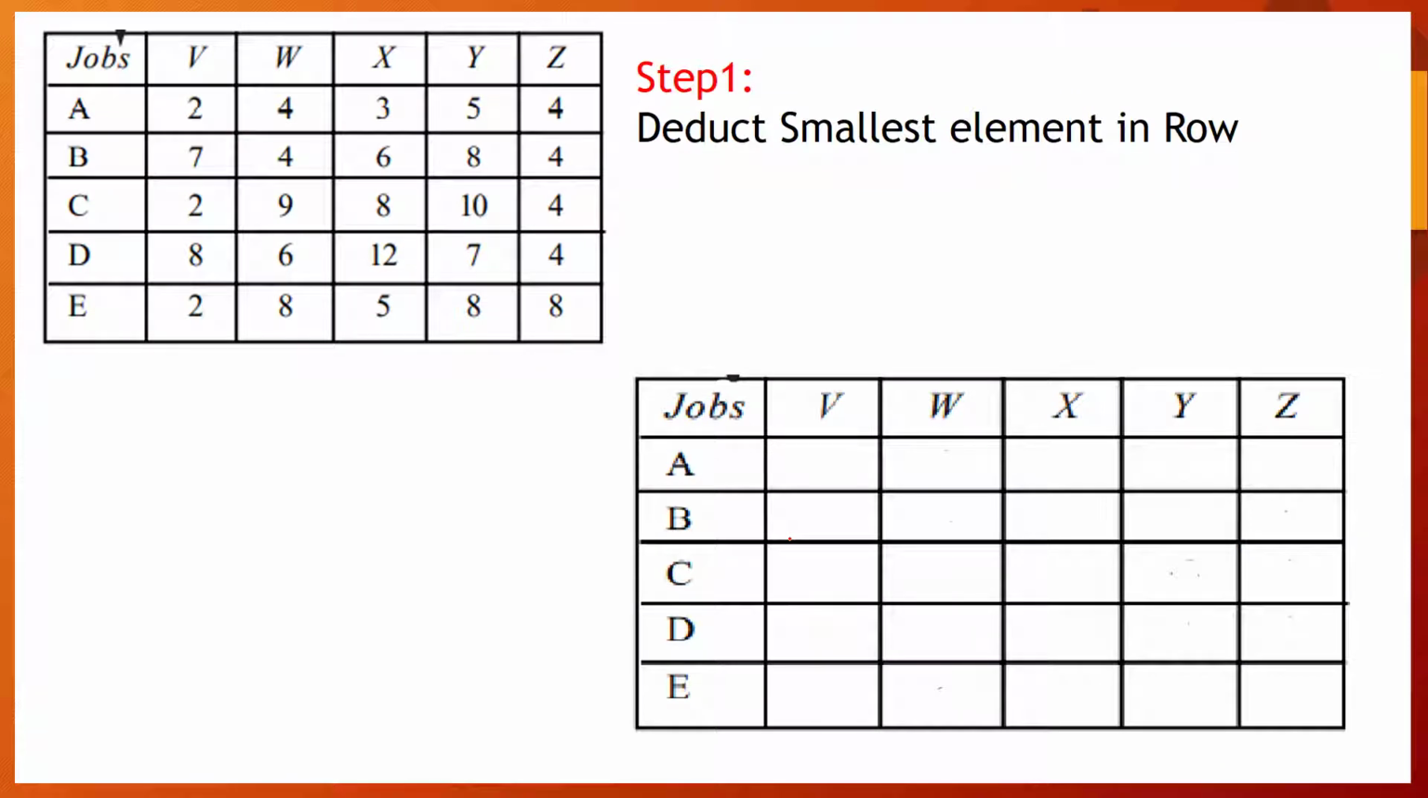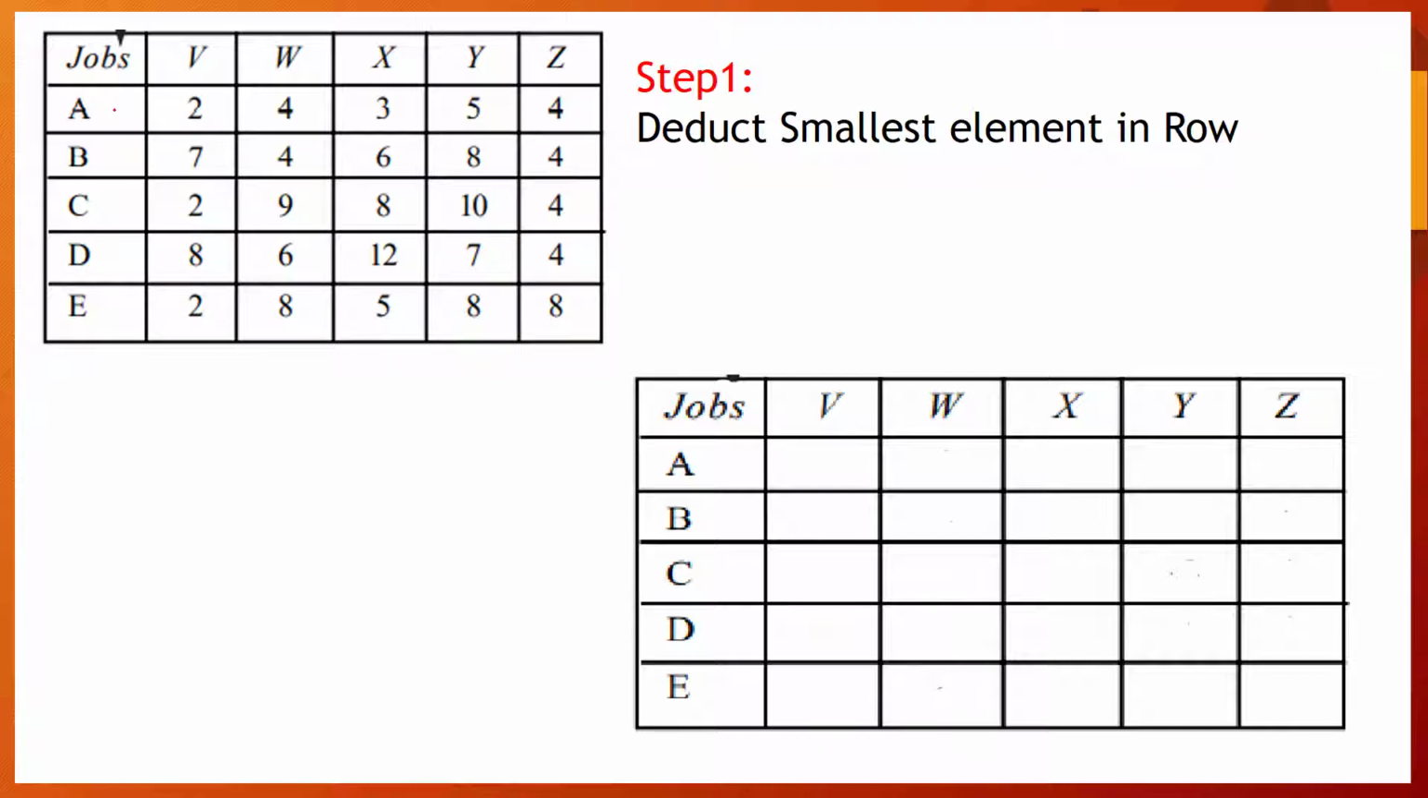So in order to solve the problems of minimization, we need to follow certain steps so that we reach the point of assignment, where we assign a particular job to a respective machine. So step 1 is deduct the smallest element in the row. So how are we doing it? What we'll be doing is selecting the smallest element in the row.